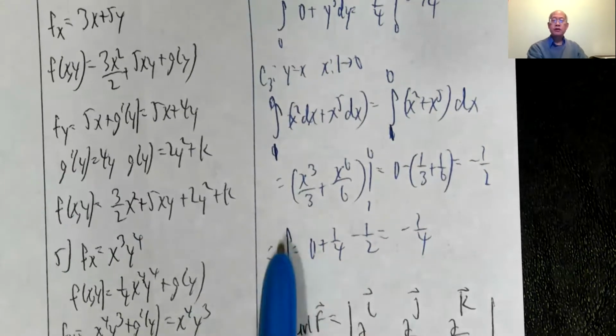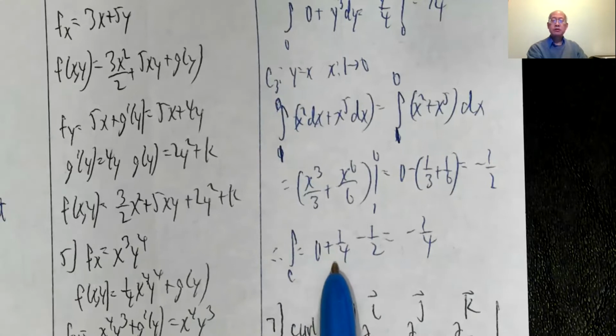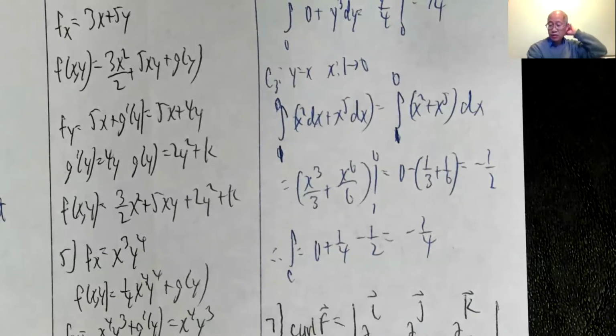So the integral along the curve is C1's integral of 0 plus C2's 1/4 plus C3's negative a half. Final answer is negative 1/4.